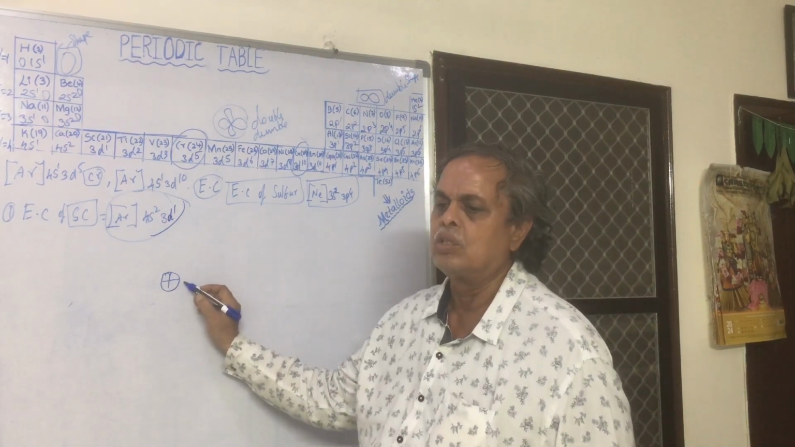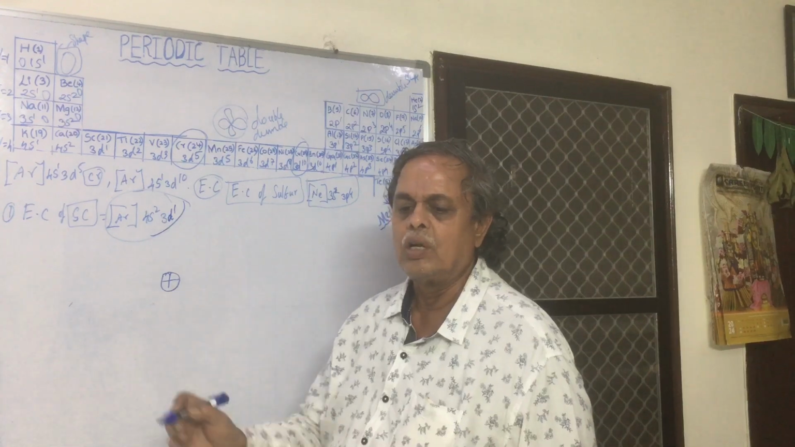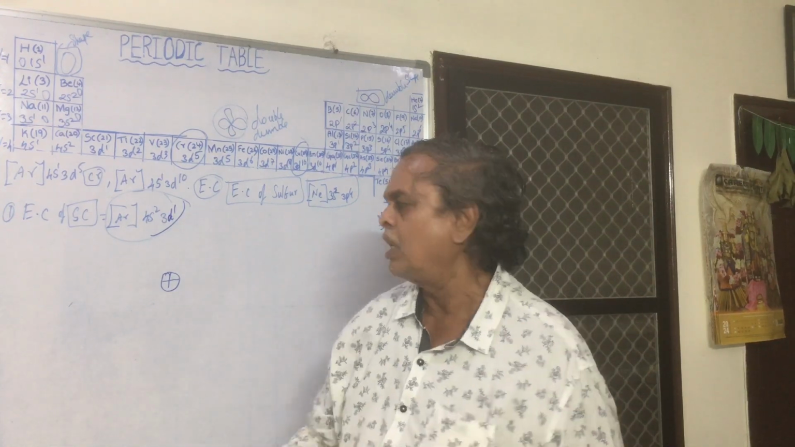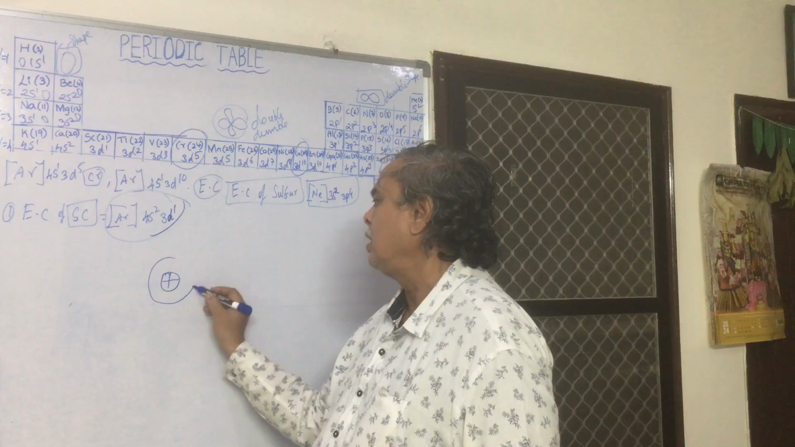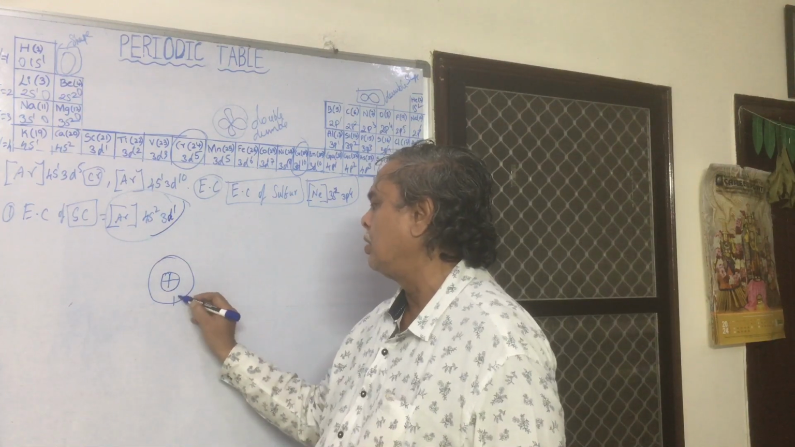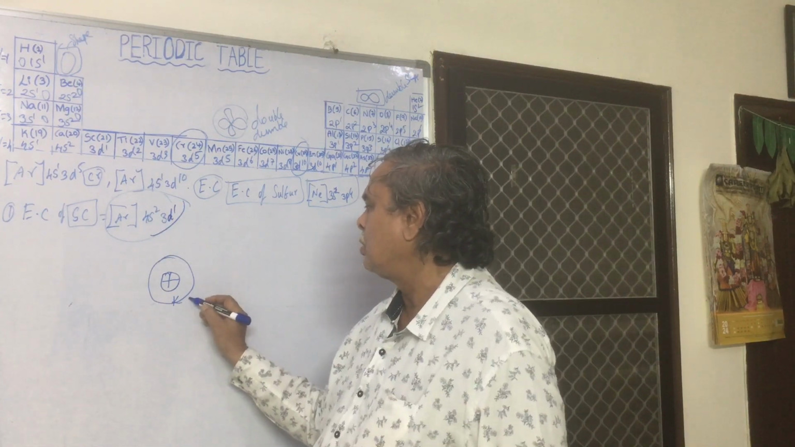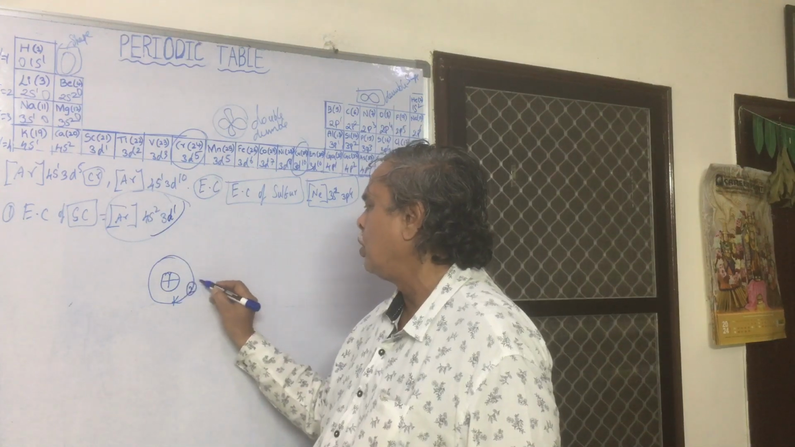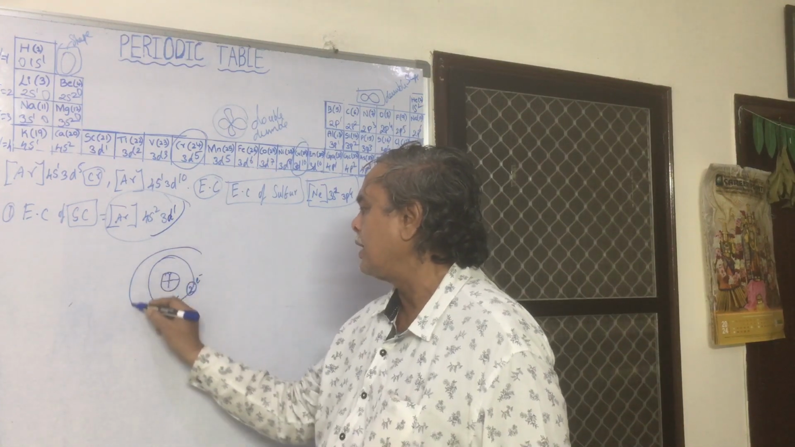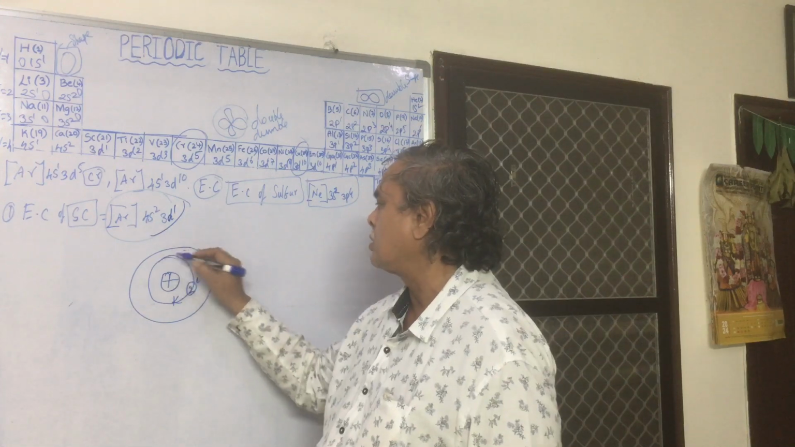This is the nucleus. The first shell is called K, or E1. It has 2 electrons only. Next, the second shell, how many electrons does it have?